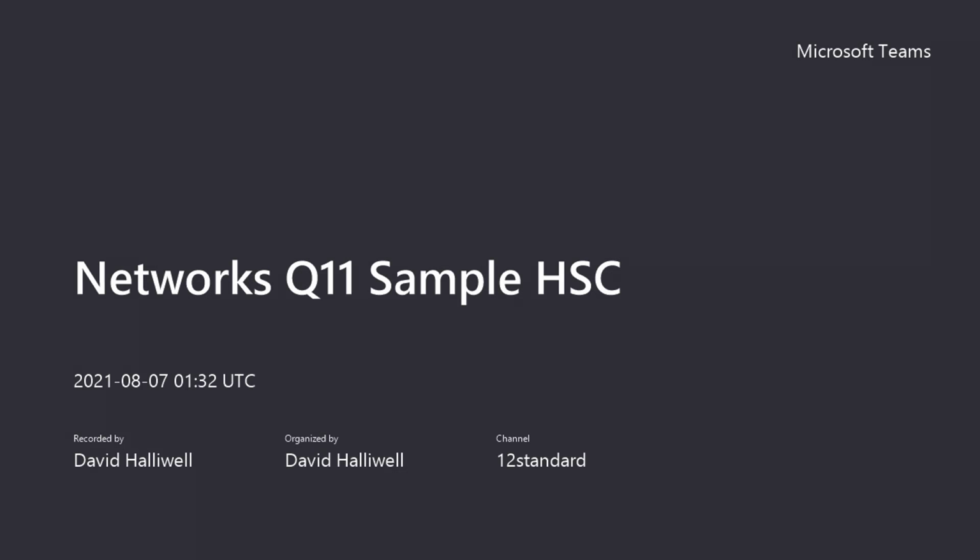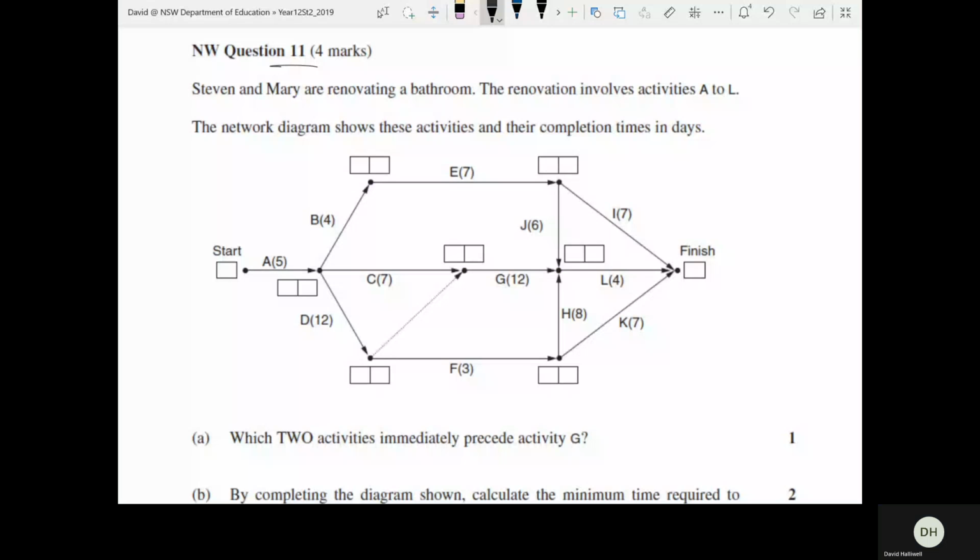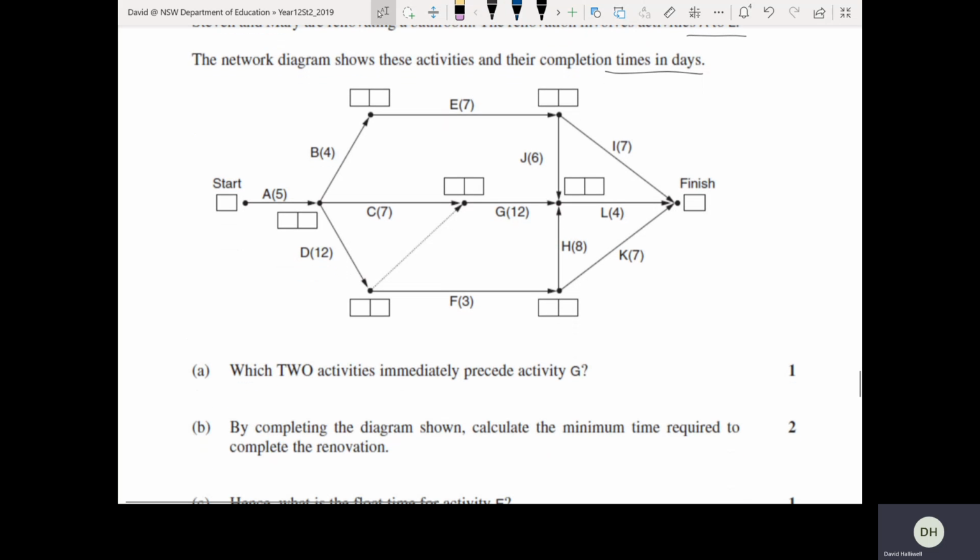Sample HSC for networks, question 11. So they're renovating a bathroom, they've got activities A to L, there's a network diagram, completion time in days. Okay, everything's in days there. First question, which two activities immediately precede G? Precede means come before, and immediately is the step before G.